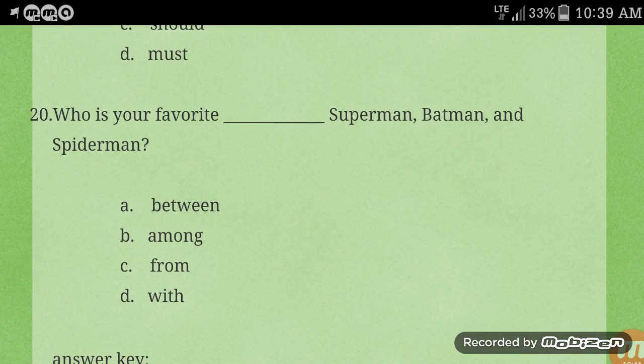Last number. Who is your favorite blank? Superman, Batman, and Spider-Man. So it's among. Between is used with two things. Among is for three or more. So Spider-Man, Batman, and Superman, there are three, so we use among.